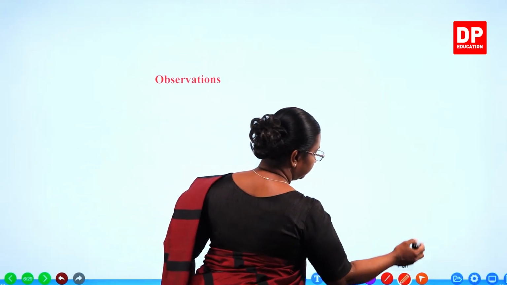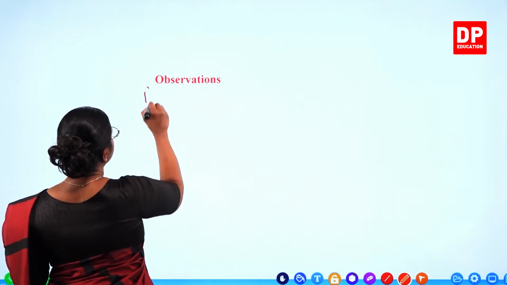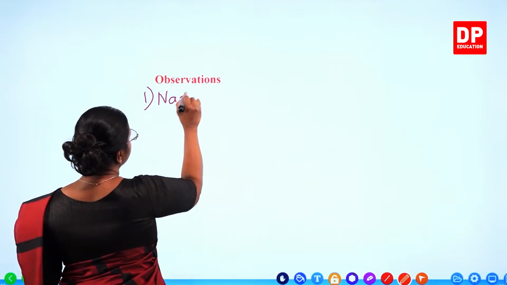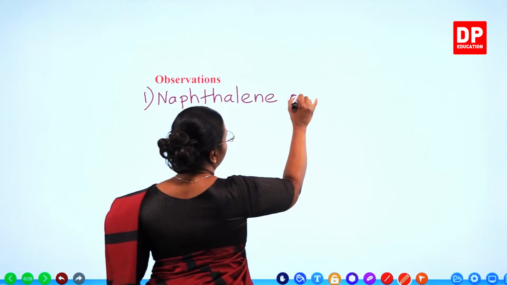So here, first one, naphthalene balls, or mothballs.